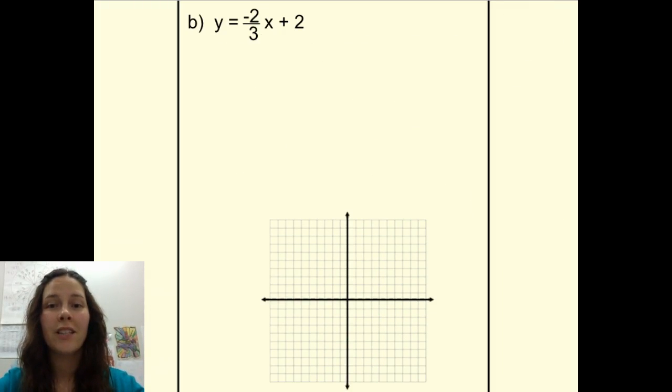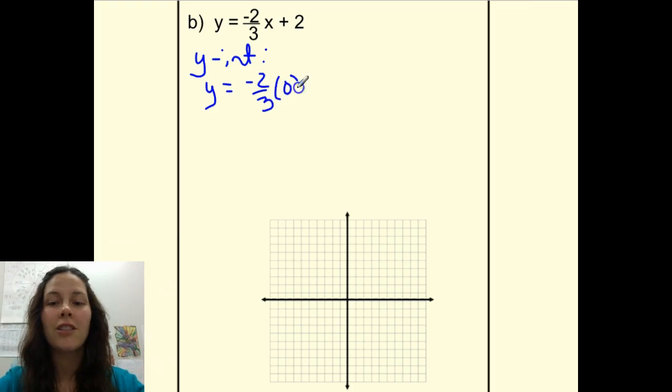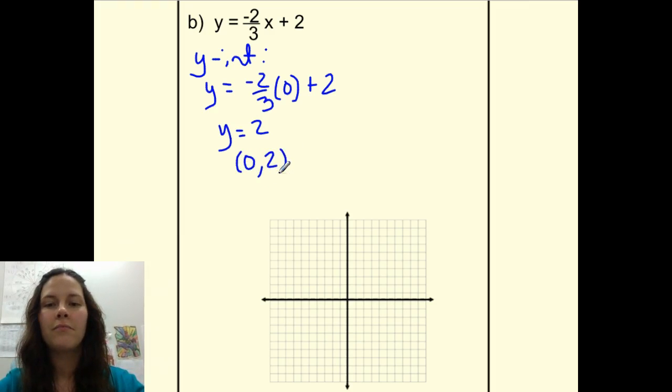We'll see how to solve for x and y-intercepts when we have a fraction. Solving for the y-intercept is always easy because we're substituting 0 for x. So when we replace our x value with a 0 and we multiply 0 by a fraction, it doesn't matter what we multiply 0 by, we still get 0. So we have 0 plus 2 equals 2. Our ordered pair, when we had an input of 0, we got an output of 2.